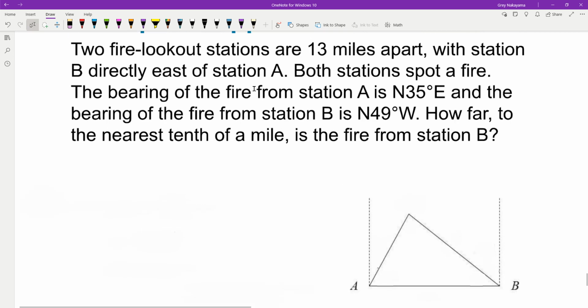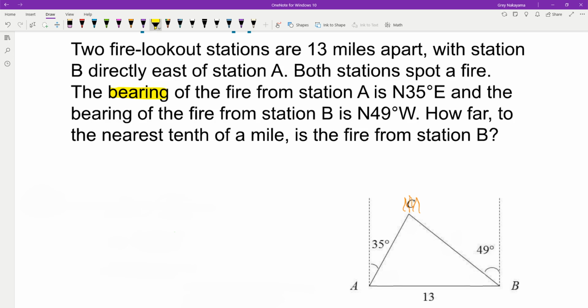Two fire lookout stations are 13 miles apart with station B directly east of station A. Okay, got to know which way is east. B is east of A, 13 miles. Both stations spot a fire. There's the fire. The bearing of the fire from station A. So here's station A. And y'all remember that when you have bearing, you always measure from the north. So that bearing is 35 degrees east of north. That means this is the angle that's 35 degrees. And the bearing of the fire from station B is 49 degrees west of north.